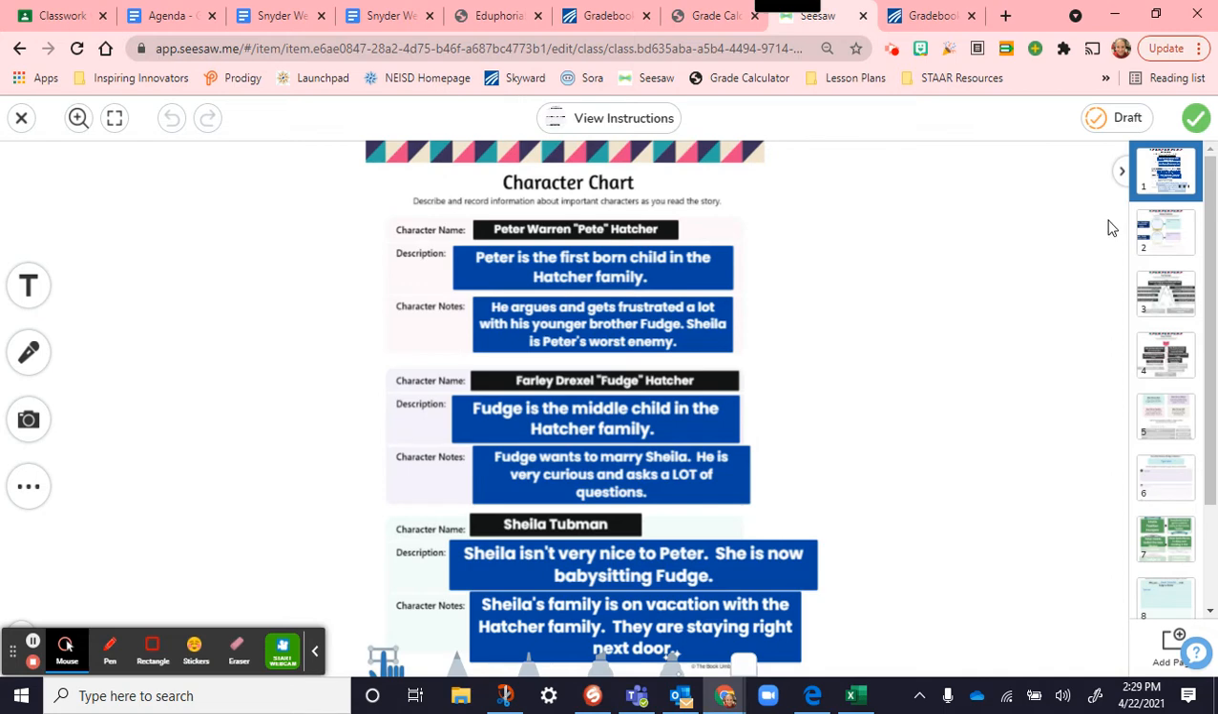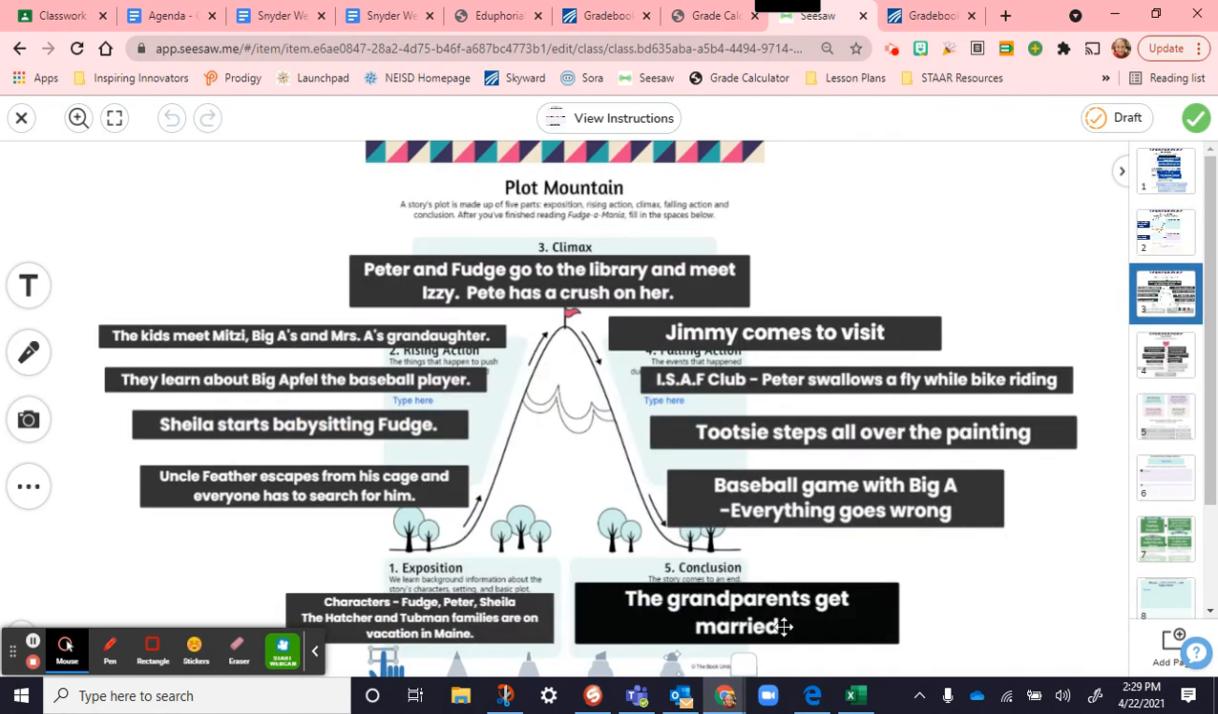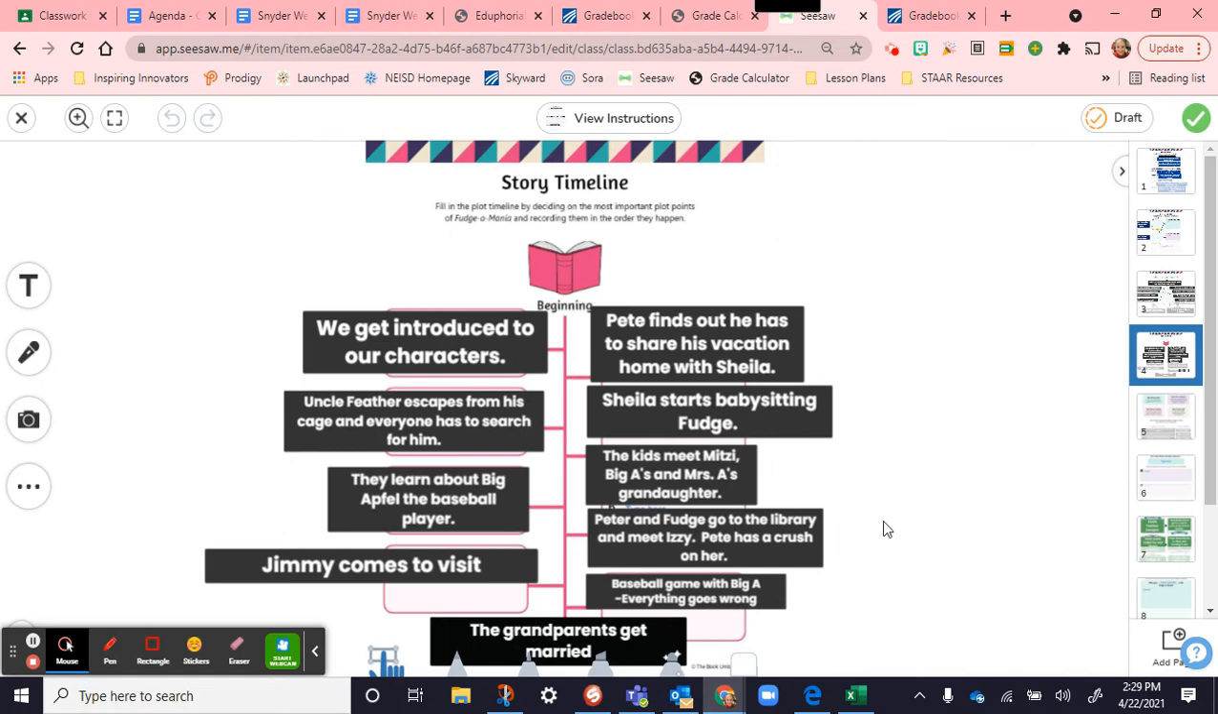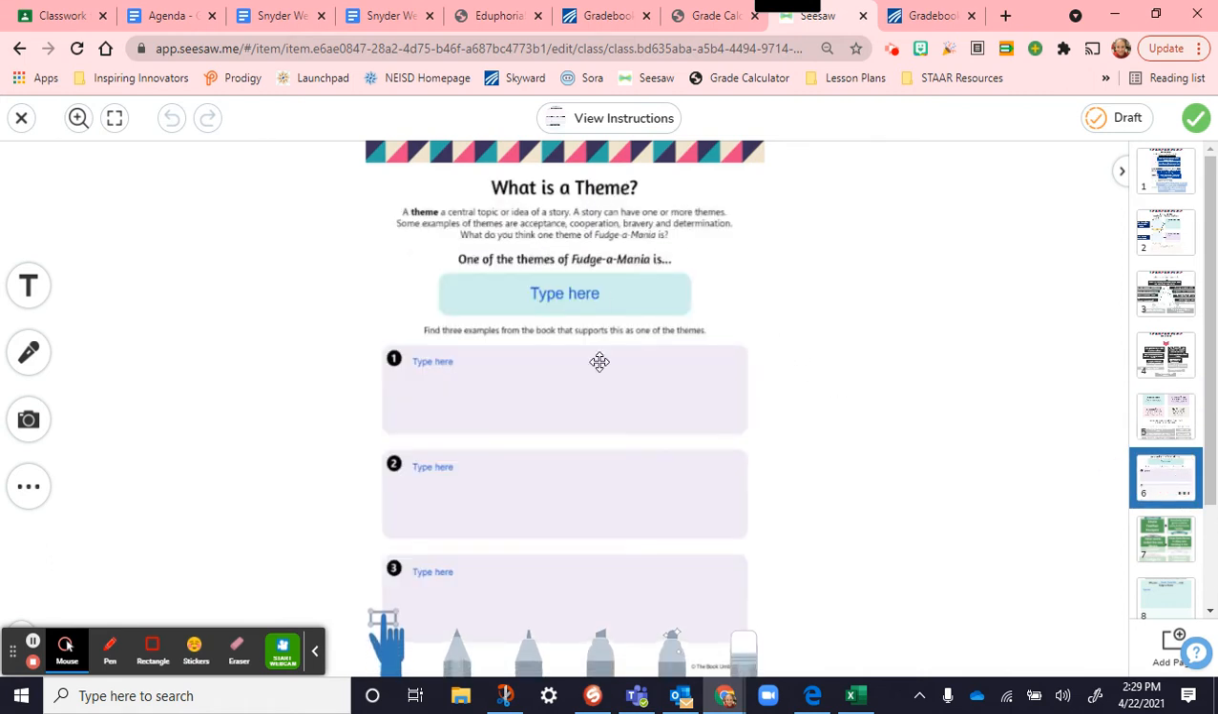So you should have character chart. You should have making predictions. After we made our predictions, we added down here at the bottom whether or not those came true. The plot mountain, we added the end part there. Story timeline, same thing. What is conflict? We finished that the other day. This one we did today, so we talked about what is theme.